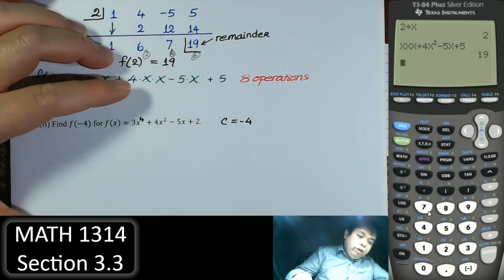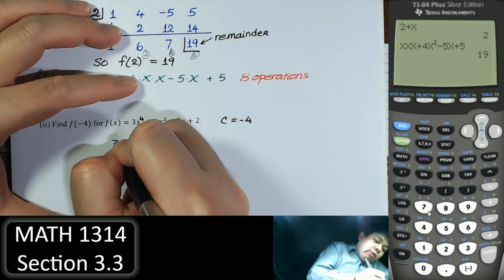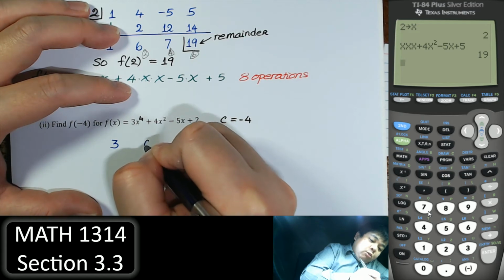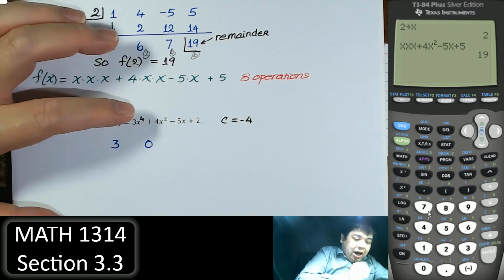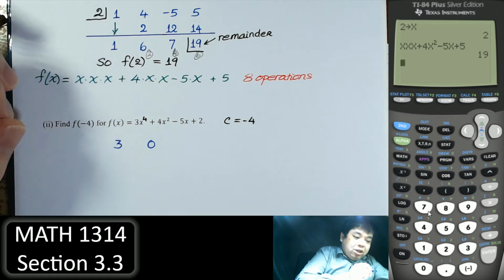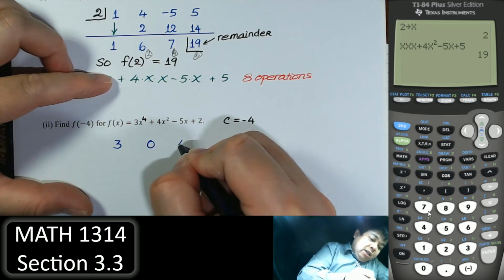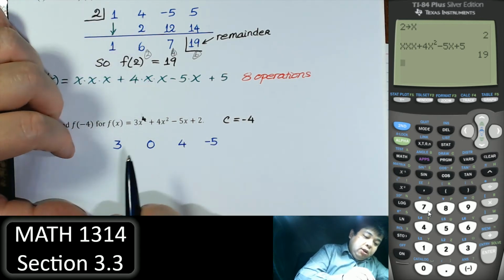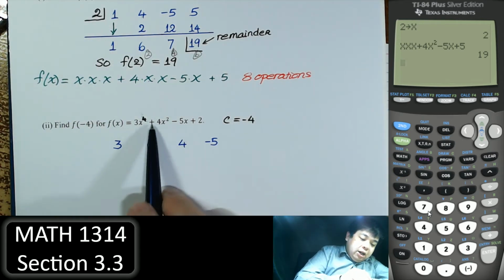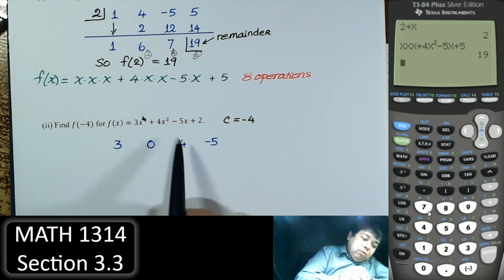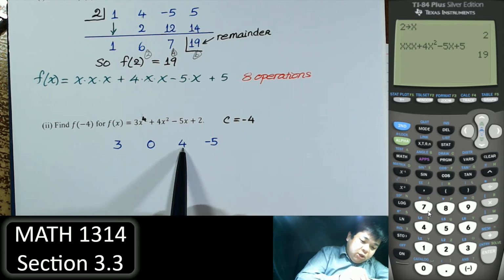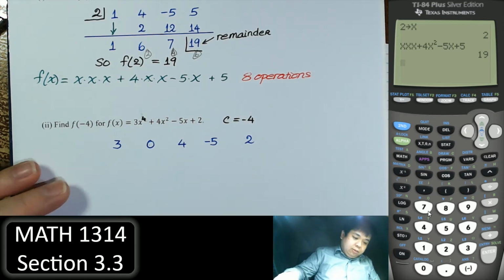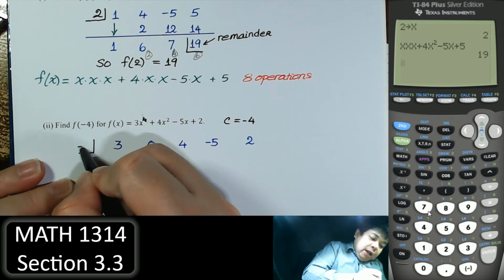Right, now the coefficient, 3x to the 4th, there's no x cubed, so we have to put 0 for x cubed, and that's why I try to change that to x to the 4th, so we cover that case where we have a missing term. 3 for x to the 4th, no x squared, 4 for x, no x cubed, 4x squared, negative 5x, and 2. And the negative 4 is c.